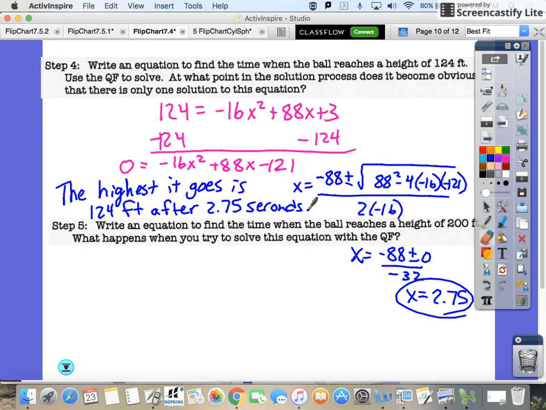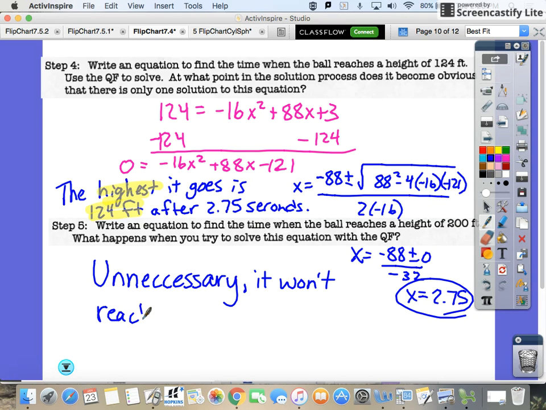And then the last question, write an equation to find the time when the ball reaches a height of 200 feet. Don't even bother. Don't write the equation. We just said that the highest the ball will go is 124 feet. So if we know that's the highest it's going to go, we know it's not going to reach 200 feet. So we can just say this is unnecessary. It won't reach 200 feet.